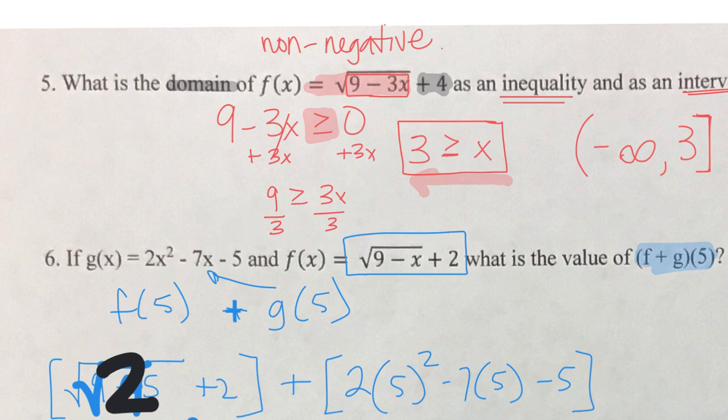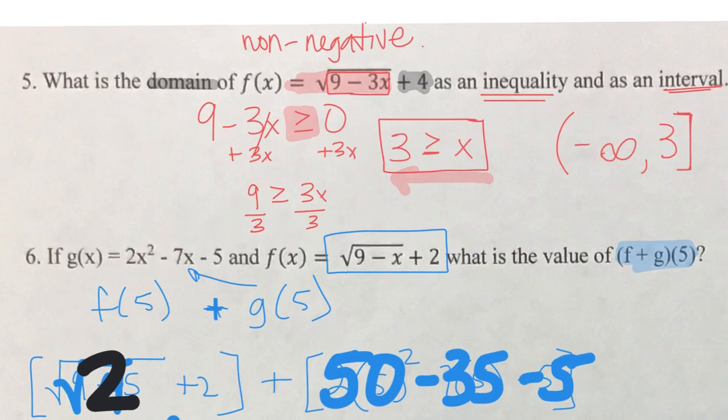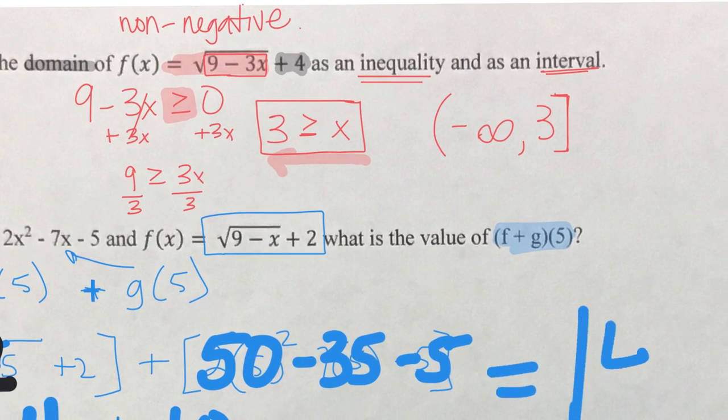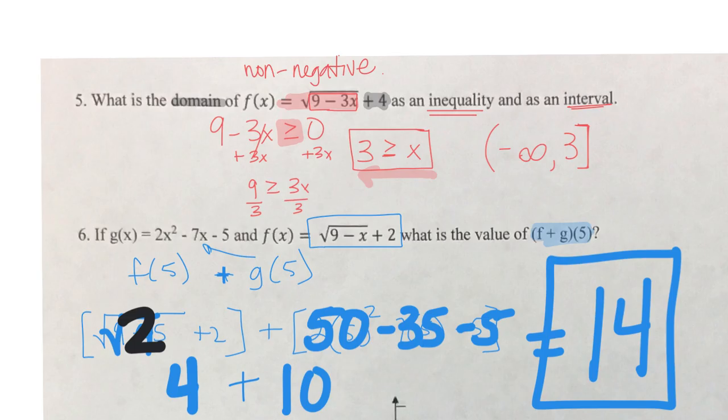Plus, let's do the same thing over here for g. 5 squared is 25. 25 times 2 is 50. 7 times 5 is 35. And then, of course, minus 5. So 50 minus 35 is 15. Minus 5 is 10. So your final answer, what is 4 plus 10? 14. You evaluate each of those separately by plugging 5 into their respective equations, and then we add those two things together.